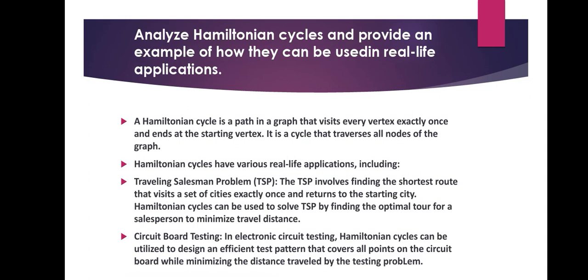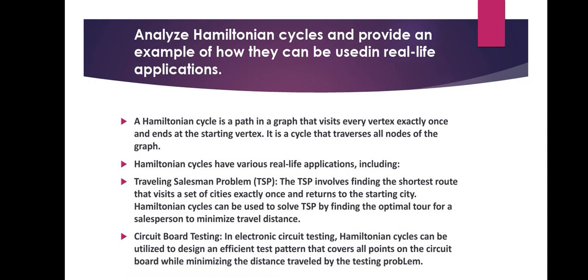Hamiltonian cycle have various real life application, including the first is traveling salesman problem. The traveling salesman problem involves finding the shortest route that visits a set of cities exactly once and return to the starting city. Hamiltonian cycle can be used to solve traveling salesman problem by finding the optimal tour for a salesperson to minimize travel distance.